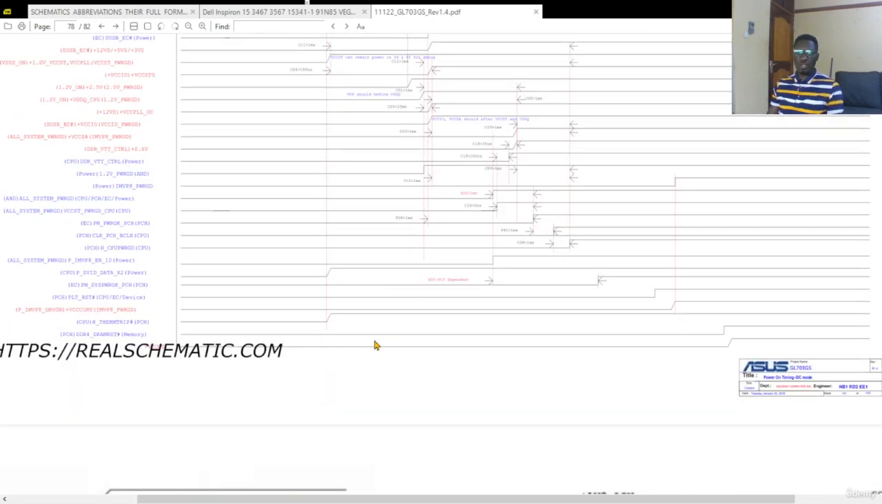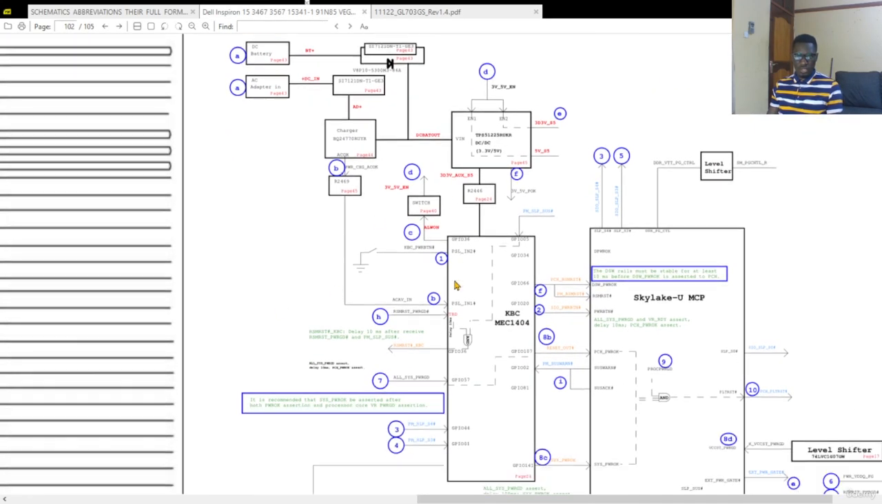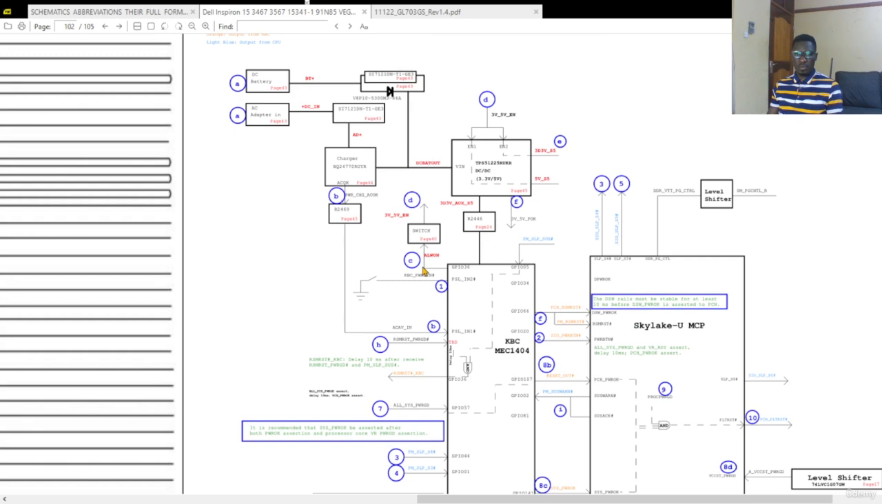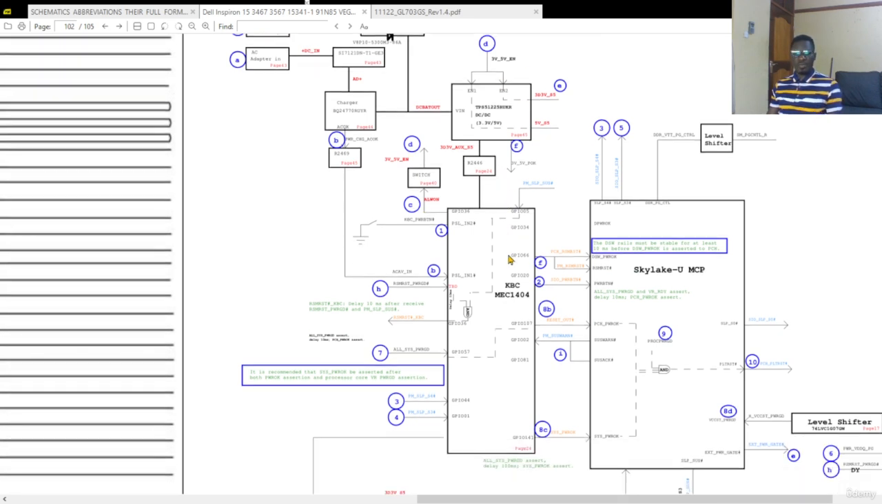So for a moment, if you have a schematic with you, you can take a look, go through and look for this signal or this diagram at the bottom. You can try to trace these diagrams one by one in order for you to be conversant with the steps that are taken before the laptop fully turns on.